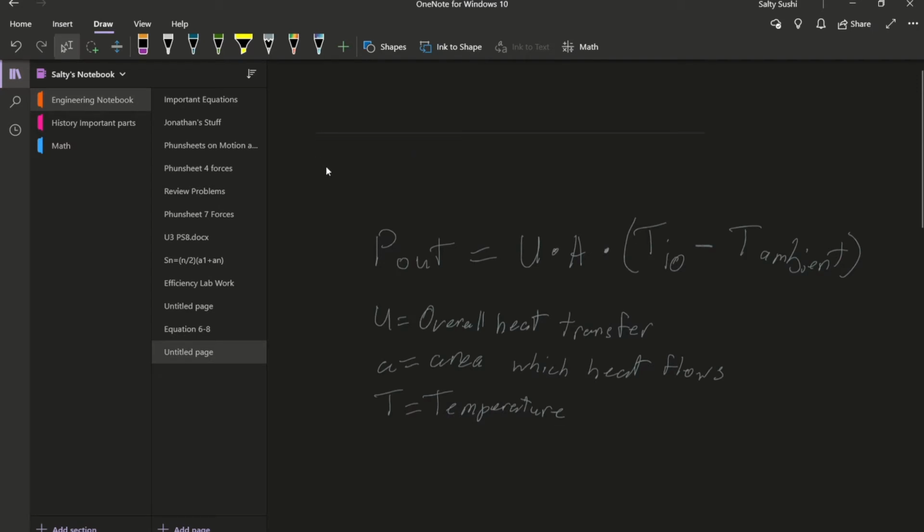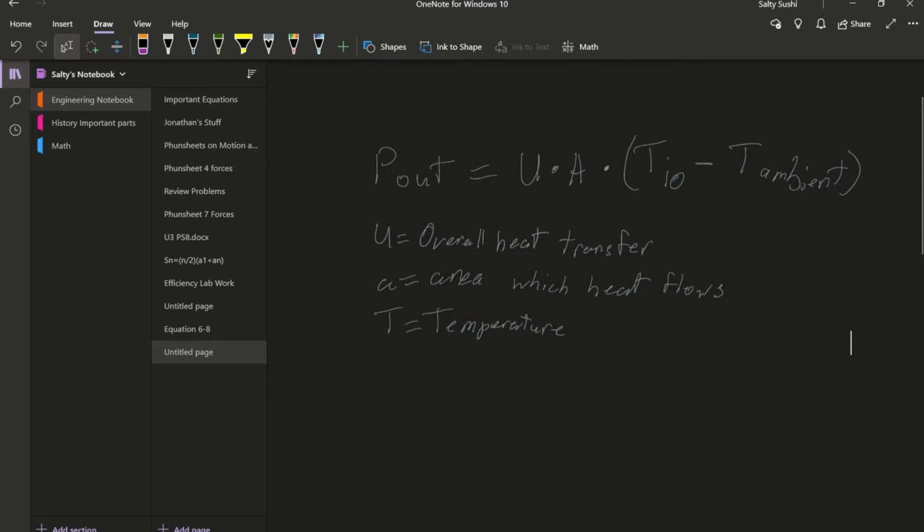Alright, this is equations 9 through 11. So in equation 9, we are given that P out is equal to U times A times T IO minus T ambient. So U here would be the overall heat transfer, A would be the area in which heat flows, and then T would be the temperature in Celsius. So T IO would be the temperature inside of the oven, and then T ambient would be wherever the heat is transferring to.